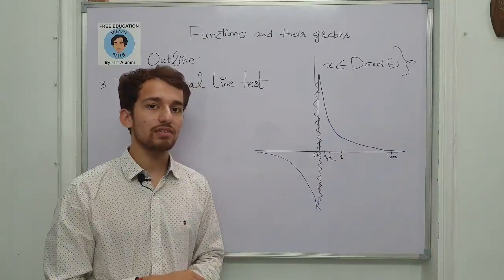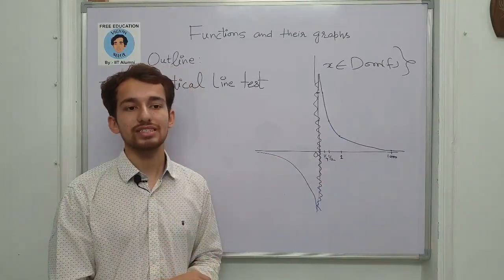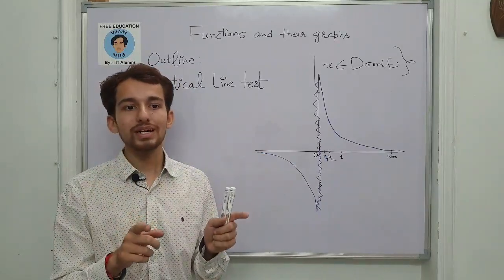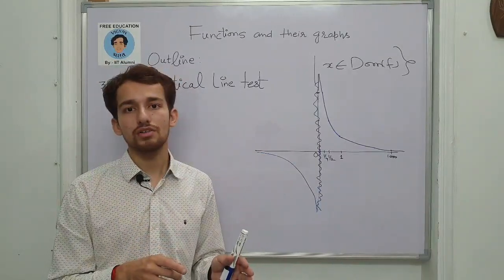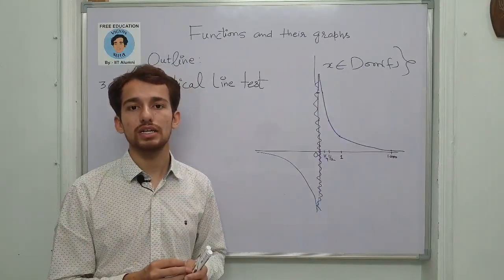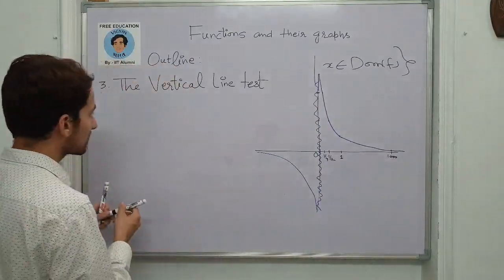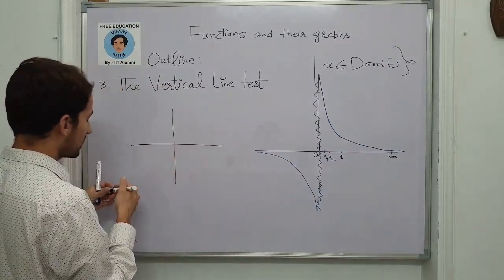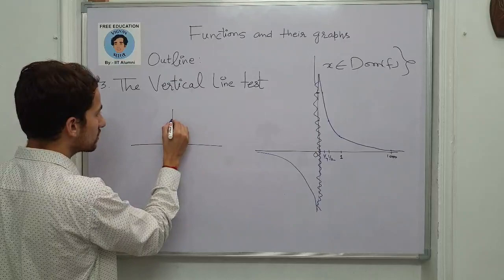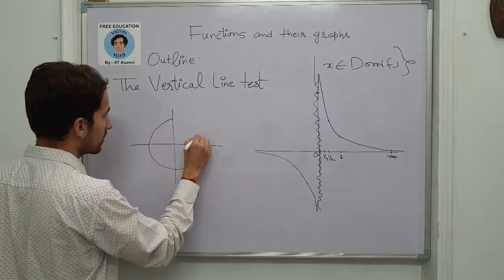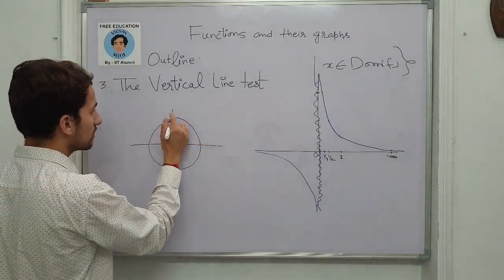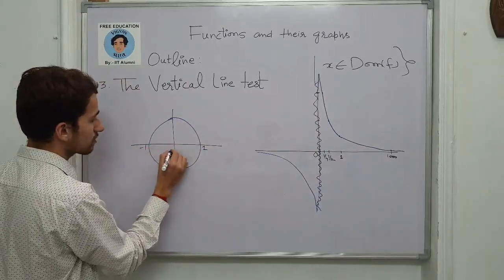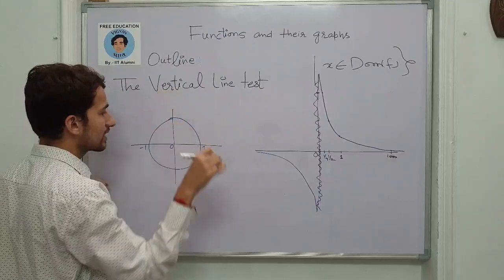From the definition of a function, corresponding to one input value there will be only one output value. But there are certain curves on which this condition is violated. Let's see this example. Suppose I sketch a circle. This is my circle, a unit circle of course, with 1, minus 1, and 0. The heights are also 1.